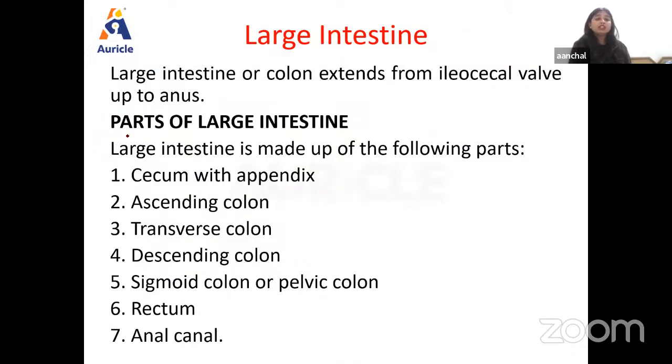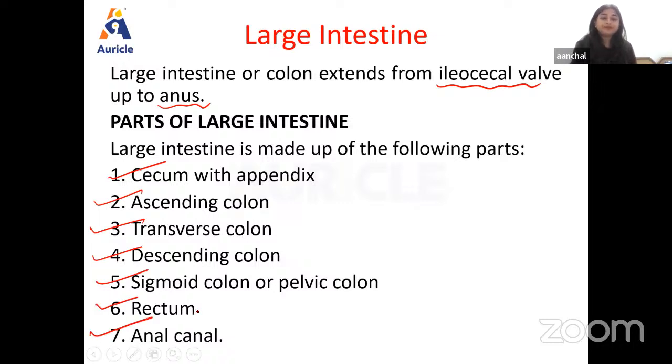As we have discussed, the large intestine or colon extends from the ileocecal wall, the wall which is present between the small intestine and large intestine, up to the anus. Now, the following parts are there: cecum with appendix, ascending colon, transverse colon, descending colon, sigmoid colon or pelvic colon. Then we have the rectum, then we have the anal canal.